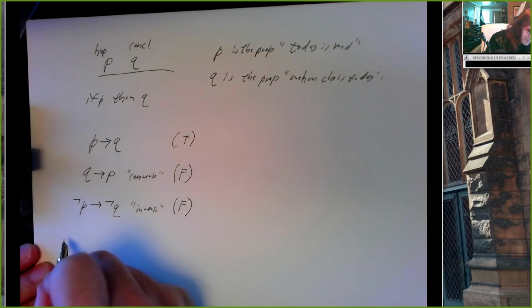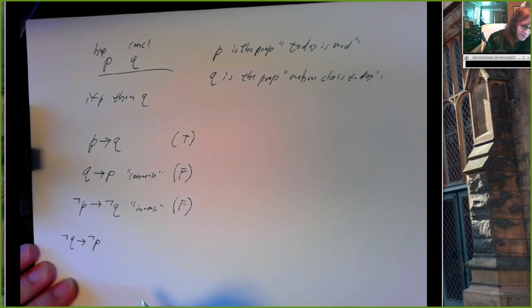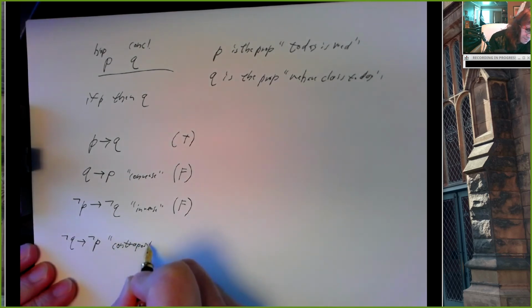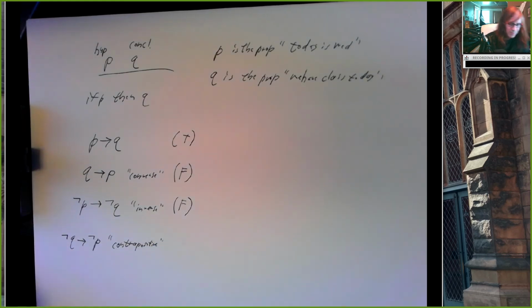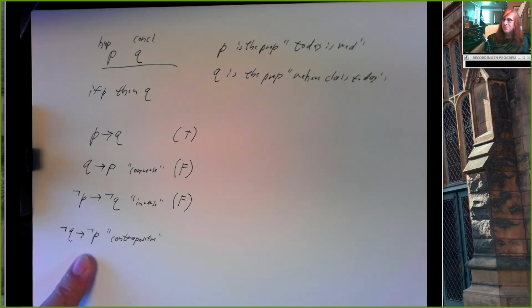There's a third derivation we can make, which says not Q implies not P. If not Q, then not P. And this is called the contrapositive. And what about the truth value of that? If we do not have class today, then today is not Wednesday. That would be true. Yeah.